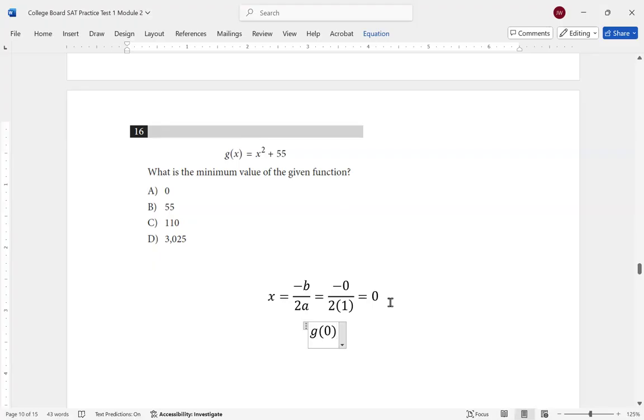Once we find that the lowest output value happens when x is equal to 0, plug in 0 into the function, and that gives you 0 squared plus 55, which is 55. So the minimum output value of the function is 55, and that happens when the x value is 0. So the answer there is B. The minimum value is 55.